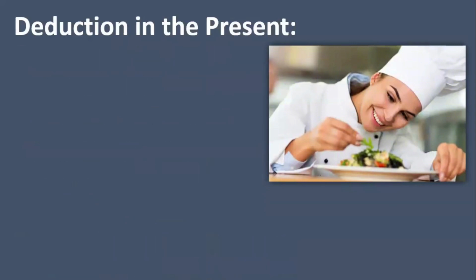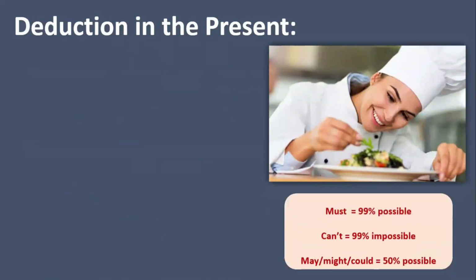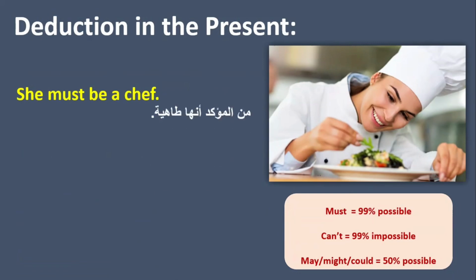Okay, let's apply this. If we look at this picture, for example, you can see from the way this lady is dressed that I think she is a chef. So I want to say this in English to show you that I'm speculating or guessing what she is. So I will say something like this. She must be a chef. What does it mean? من المؤكد أنها طاهية.